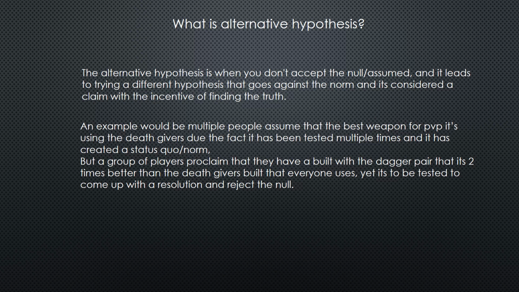An example will be multiple people assume that the best weapon for PvP is using the death givers due to the fact it has been tested multiple times and it has created a status quo, or norm. But a group of players proclaim that they have a build with the dagger repair that is 2 times better than the death givers build that everyone uses, yet it's to be tested to come up with a resolution and fully reject the null.